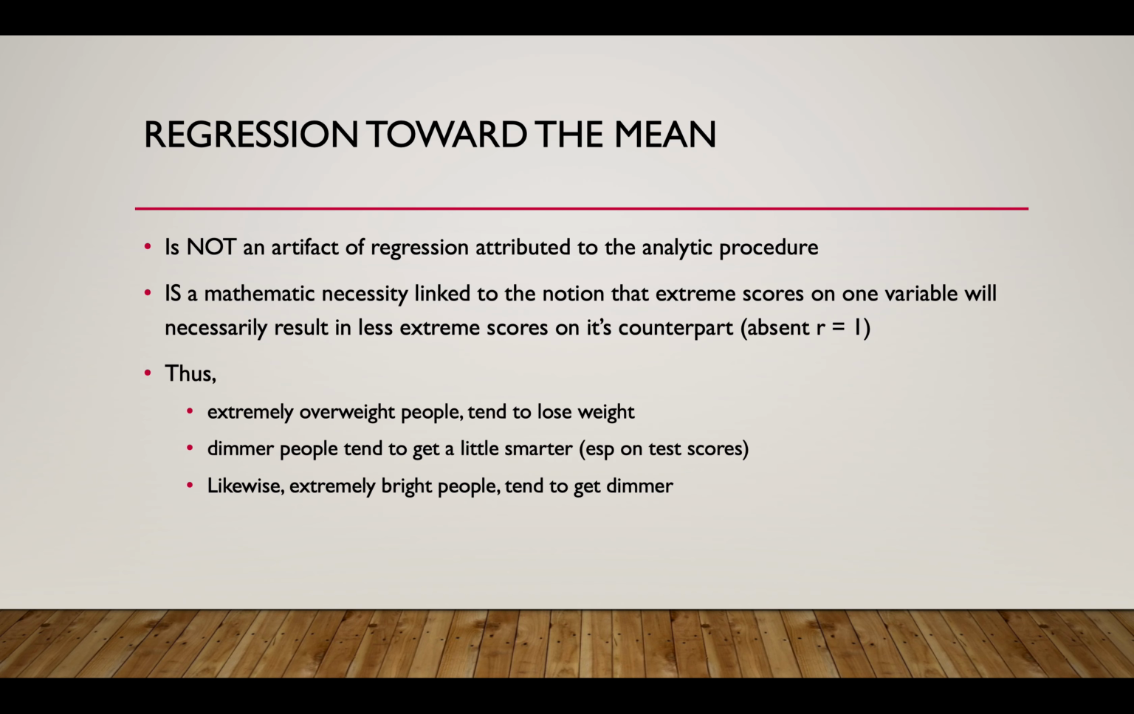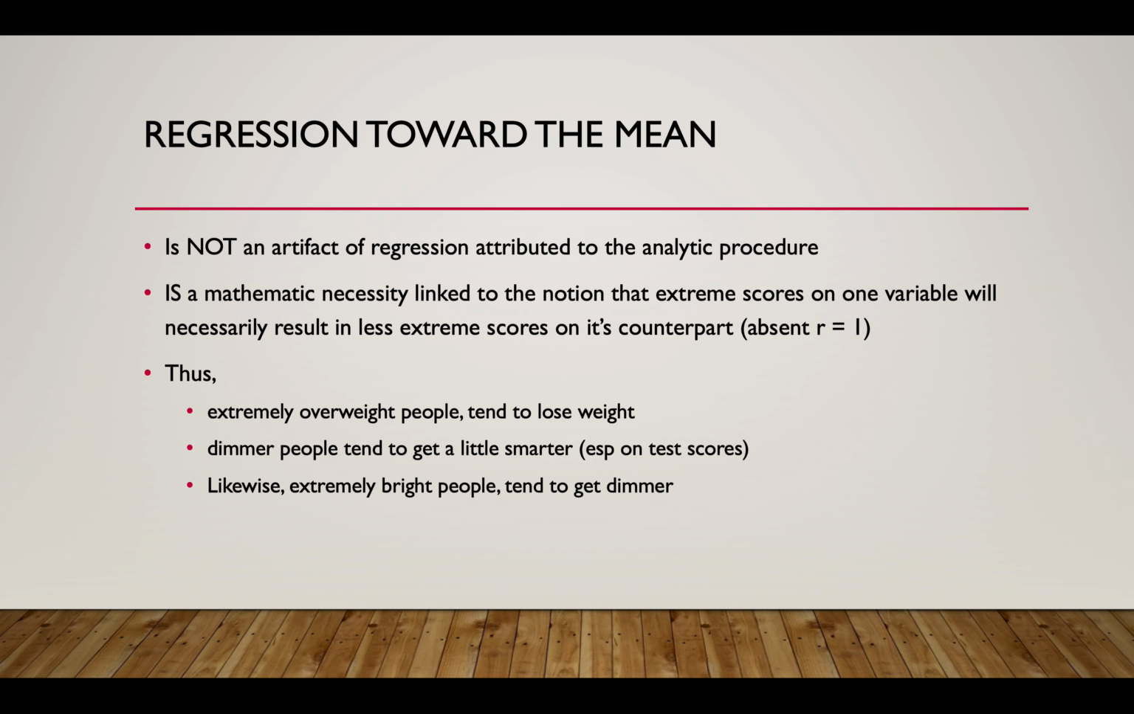regression toward the mean. We all have heard about regression toward the mean. I think there's a layman's belief that regression toward the mean is an artifact of regression that is simply due to the analytic procedures that we use in regression. That is not true. Regression towards the mean is a mathematical necessity that's linked to the idea that extreme scores on one variable will necessarily result in less extreme scores on its counterpart.